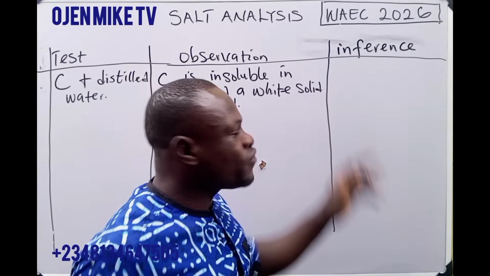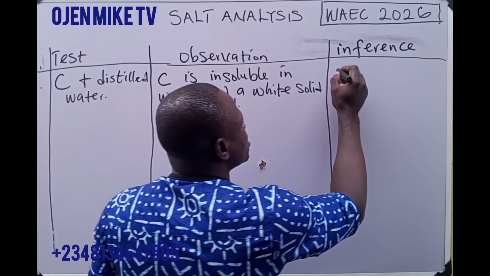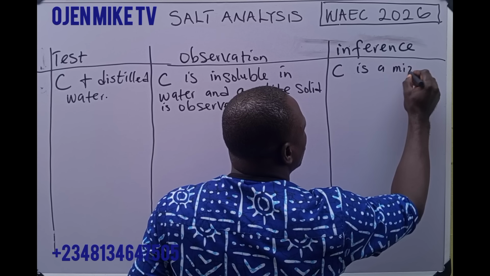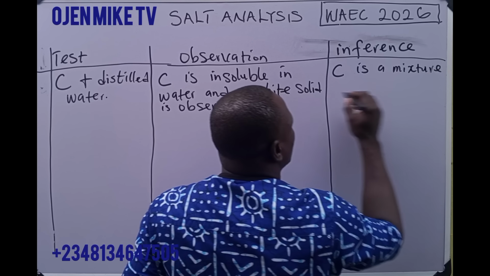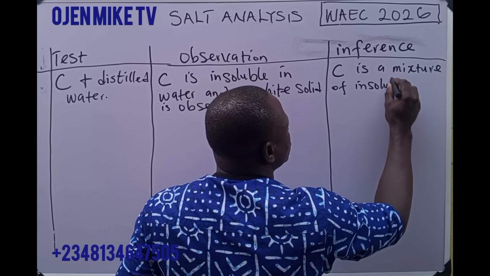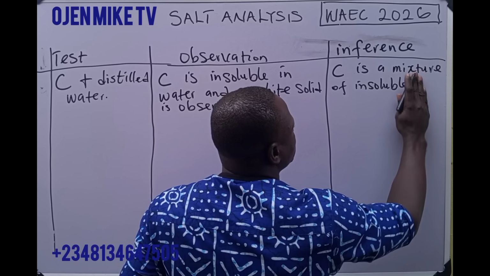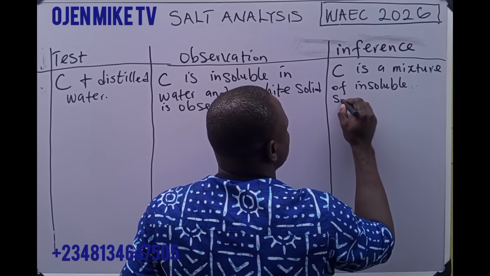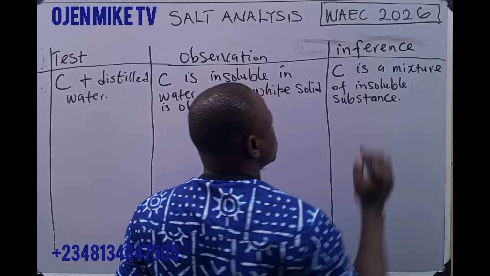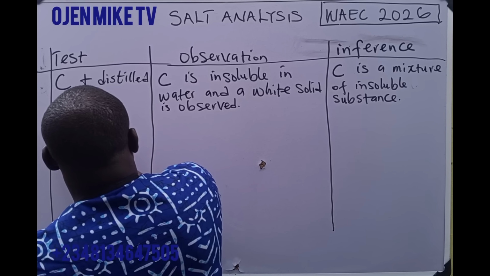Now, what will be your inference? You say C is a mixture of insoluble substances.